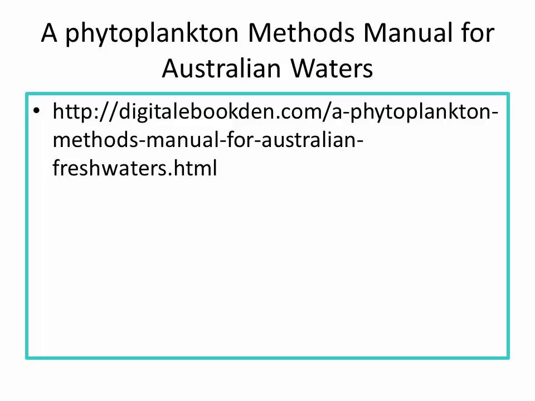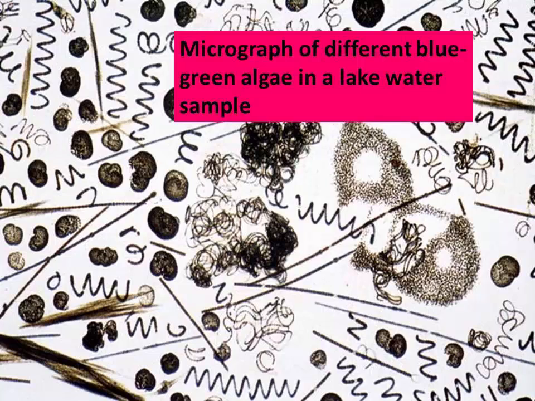Australia, as I implied, has done a lot of this already. They have a digital book on phytoplankton methods manual for Australian freshwater. Those are all available online. So this is what we are coming down to then. How do we count these filaments and these colonies, and if they're there, individual cells, which I don't see any.